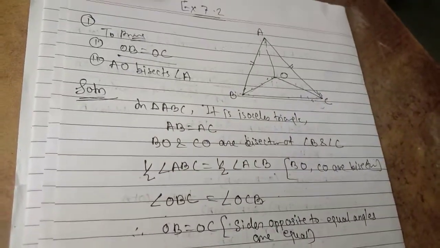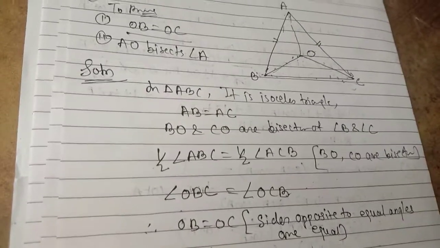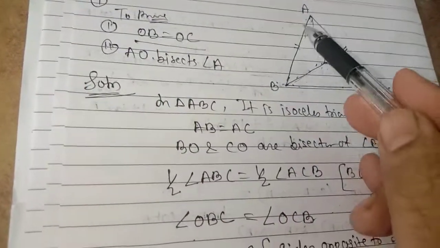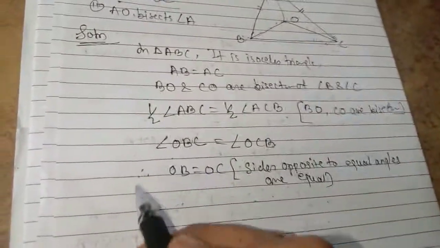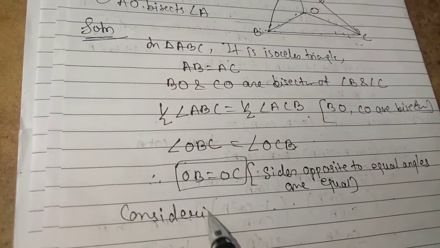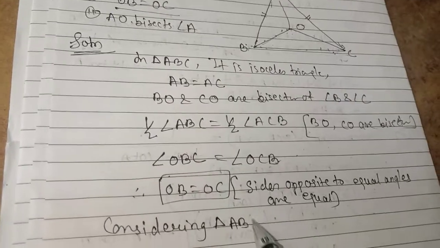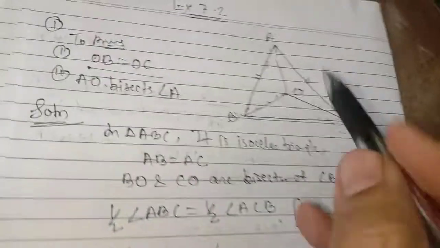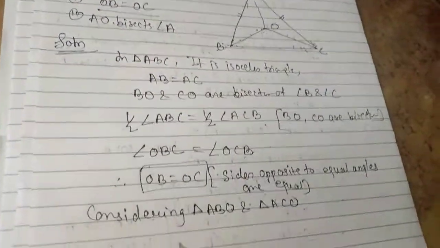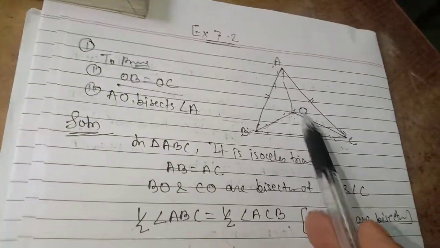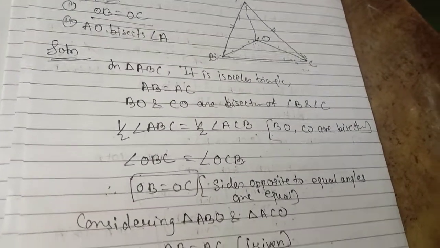Okay. So now we'll consider the two triangles. We have to prove that AO bisects angle A. So let's consider ABO and ACO, the two triangles. So considering triangle ABO, can you see triangle ABO clearly here? And triangle ACO. First of all, we will write AB is equal to AC. It is what? Given. And OB is equal to OC. Just write here, proved above.